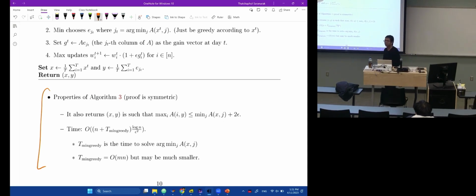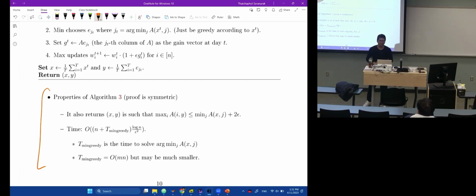Next time we will see applications of this. The fact that you can solve zero-sum games fast will imply one of the simplest flow algorithms and many other algorithms.